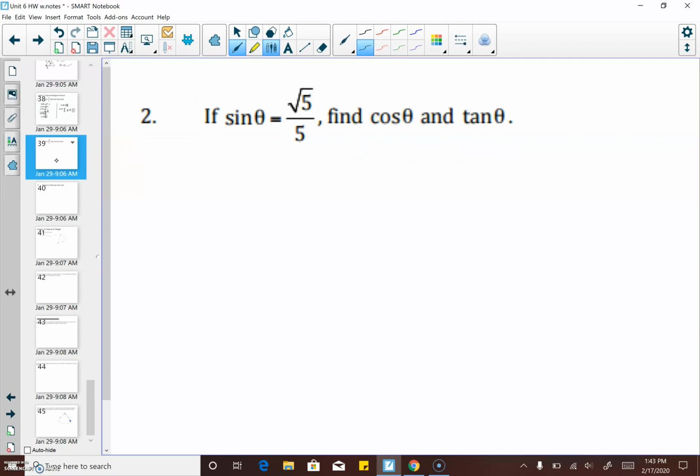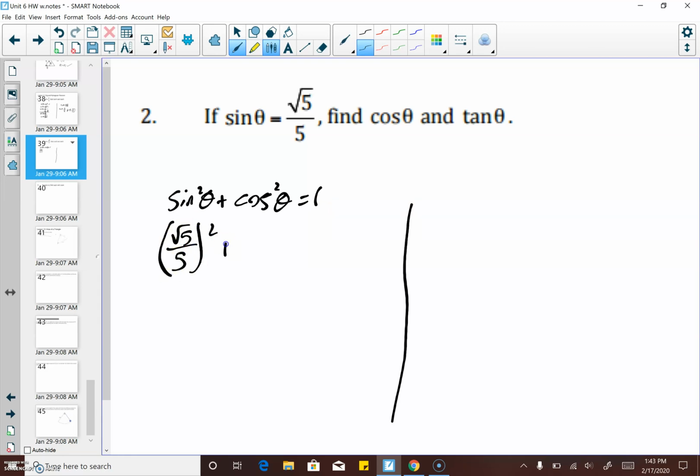As we go to our next one, sine theta equals square root 5 over 5. Same thing, we're starting with sine, so we are going to use our Pythagorean identity first to get our cosine. So sine squared theta plus cosine squared theta equals 1. We end up with the square root of 5 over 5, squared, plus cosine squared equals 1. When we square that, we get 5 over 25 plus cosine squared theta equals 1.